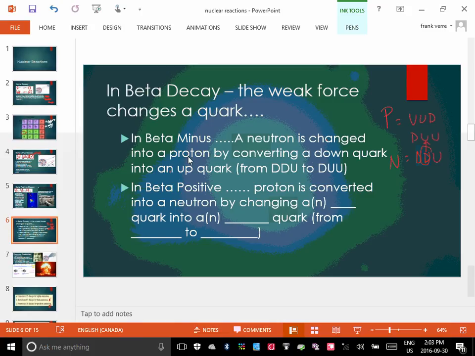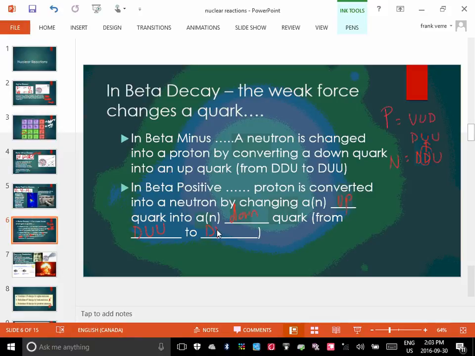So what would you predict happens in a beta positive decay then? Yeah, it's the opposite. A proton is converted into a neutron by changing an up quark into a down quark. So we go from DUU to DDU. That's actually what's happening at the level of the nucleus.